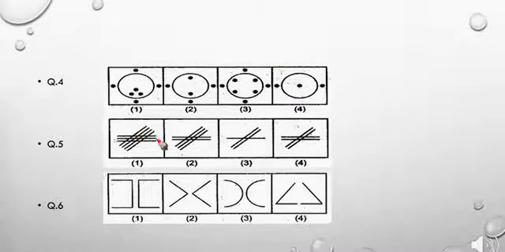Let's go to question number 5. In question number 5, what we observe here is there are horizontal lines and intersecting lines which are placed inclined.